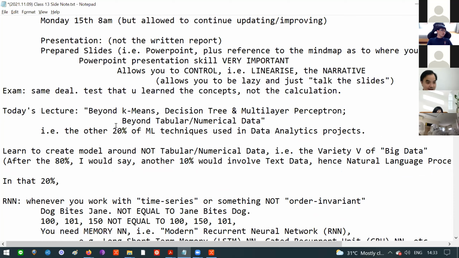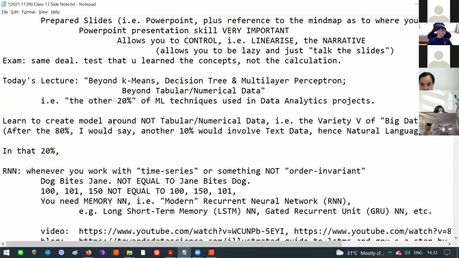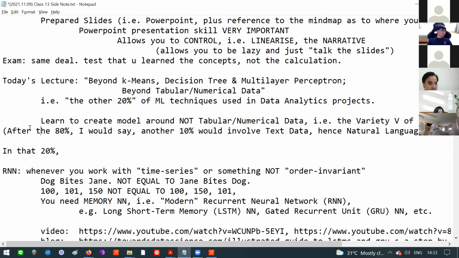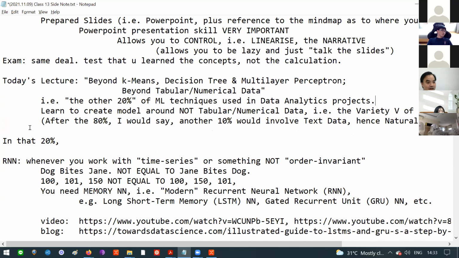Now, don't take my, again, this is sort of my 80-20% rule kind of thing. If you work for a project that is strictly about text, then it will be 100%. It won't be 20% for you, okay? So let me put that in double quotes: the other 20%. In that 20%, we're going to talk about this thing.